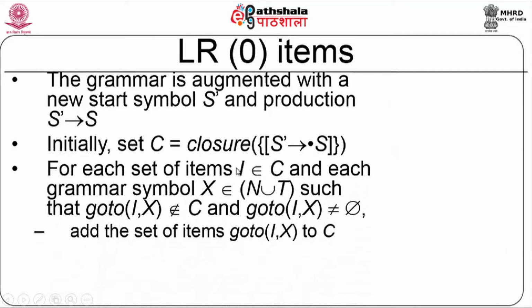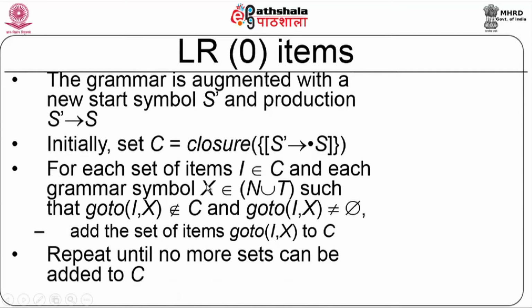And then for each set of items I belonging to C, where C is your closure, and for each grammar symbol X belonging to non-terminals union terminals such that Goto of I comma X does not belong to C and Goto of I comma X is not equal to null, add the set of items Goto of I comma X to C. For each of the non-terminals and terminals, you have to find Goto of I comma X. If it is not already available in C, and it should not be empty also, you add the set of items Goto of I comma X to C. Now, what is this Goto computation? What is the closure computation? Repeat until no more sets can be added to C.